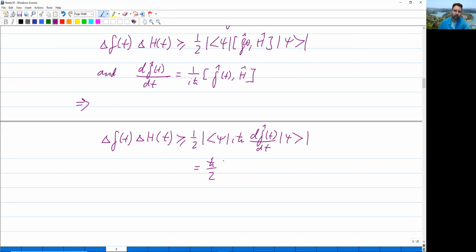And then we have the absolute value of, well, we can write this as d by dt of psi, f hat of t psi, like this. Why is it legal to pull the d by dt outside of the expectation value? Well, it is because psi is the initial state vector, and as such is of course not time dependent. The only time dependence in this is in the f hat.